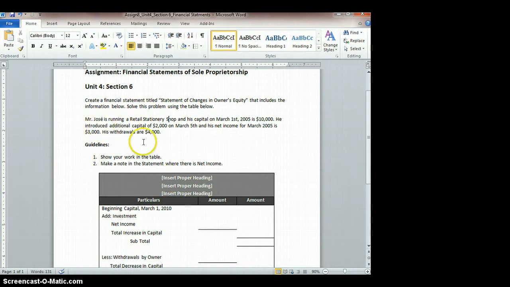So Mr. Jose is running the retail stationery shop, and his capital on March 1st is $10,000. He introduced additional capital of $2,000 on March 5th, and his net income for March is $3,000. So in this case, we've already done our income statement, so that's how we got this information right here. And then our withdrawals are $4,000.